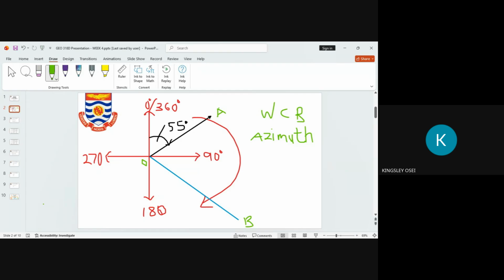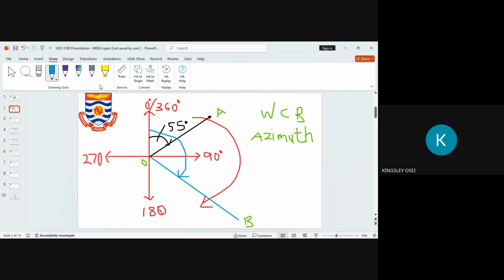Now for line OA, we've seen how we measure clockwise from the north. What will be the nature of line OB? The same principle. We pick it from the north here, and then we move clockwise again until we meet the line. This angle from here all the way to there is the bearing, whole circle notation, for the line OB.